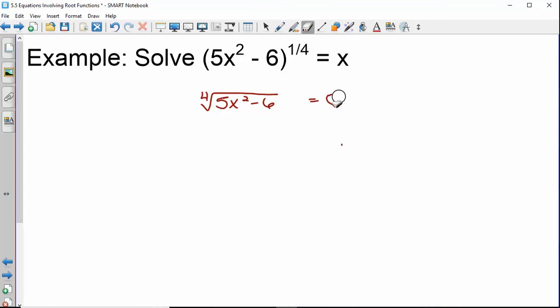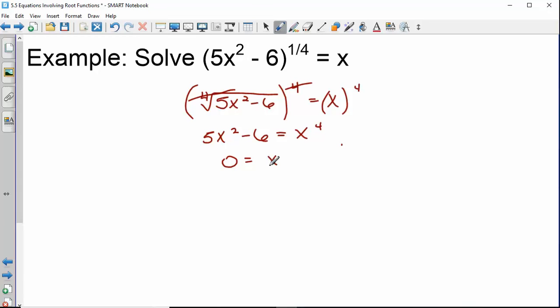How do you get rid of a 4th root? Fourth it. 4th power. Okay, so those drop. So then, if I set this equal to 0, I want my 4th power to be positive, so I'm going to subtract over my 5x squared, add over my 6. This is like one of your test questions now. Familiar. We can do box method with this.